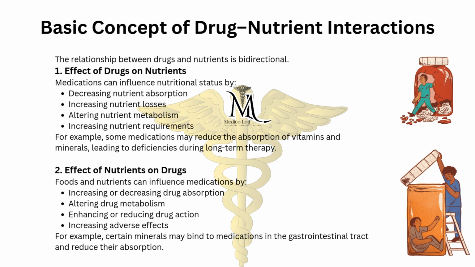2. Effect of nutrients on drugs. Foods and nutrients can influence medications by increasing or decreasing drug absorption, altering drug metabolism, enhancing or reducing drug action, increasing adverse effects. For example, certain minerals may bind to medications in the gastrointestinal tract and reduce their absorption.